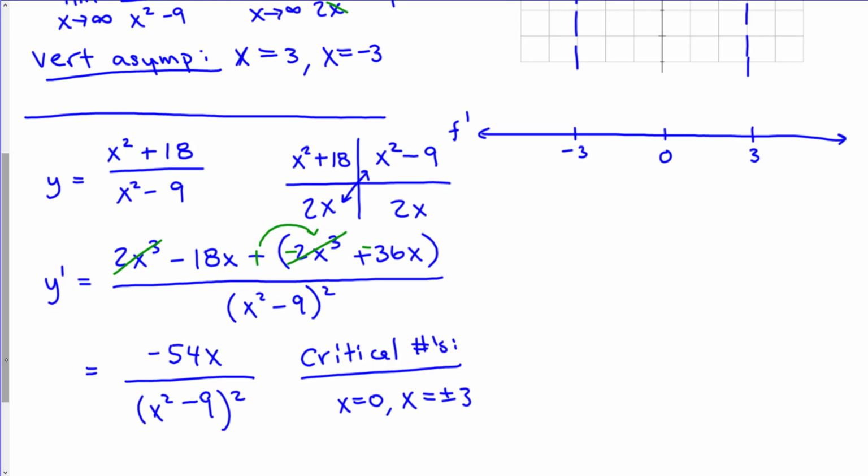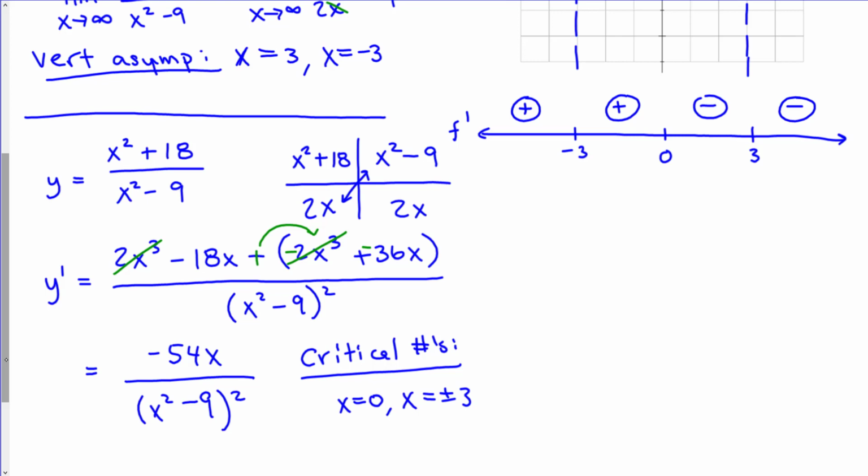So on the first interval, we could use -4. So negative 54 times -4 is going to result in a positive answer. And between -3 and 0, we could choose -1. Negative 54 times -1, negative times negative is a positive. On the next interval, we could use +1, so negative times positive is a negative.